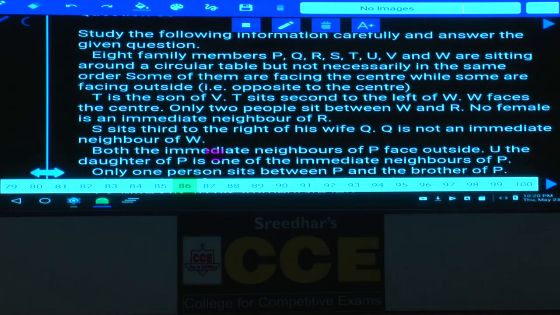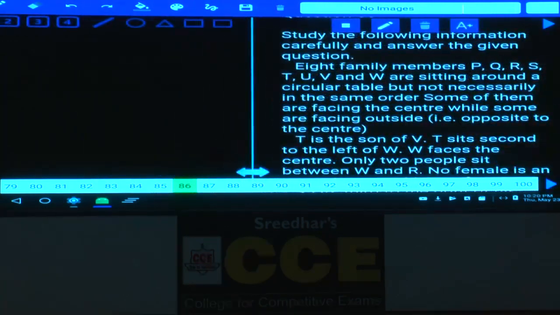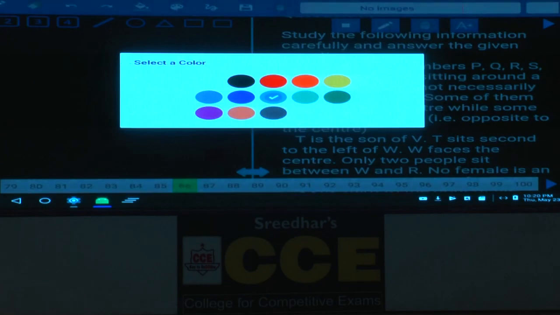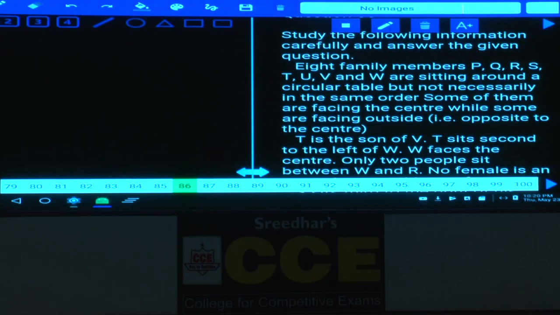And blood relation is also clearly given. T is the son of V is given, isn't it? Now it is a combination of circular arrangement, blood relation, inward and outward, isn't it? And in total we have 3 different components in this one. Now as 8 persons were there, these 8 persons were seated around a circular table.